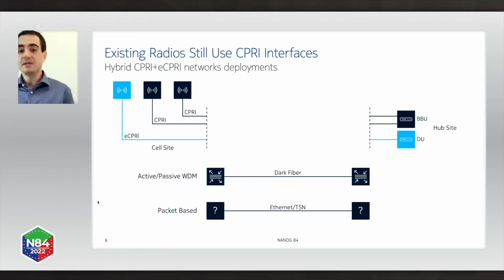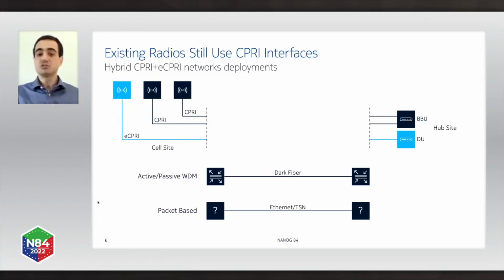But the reality is that a lot of those sites, if not all of the sites today that have some sort of centralized processing, are using CPRI. And no operator will simply upgrade the entire infrastructure because it's cost prohibitive. It would take a lot of money just to replace all of the deployed radios. So the reality in all of the deployments where you have some centralized processing is that you're going to have to deal with CPRI and eCPRI at the same time, most of the time, unless you have a completely greenfield deployment.